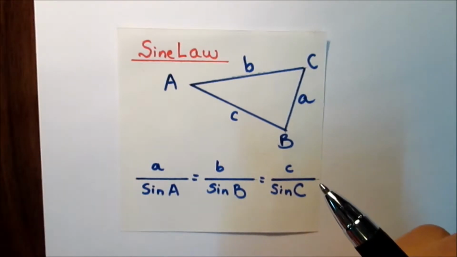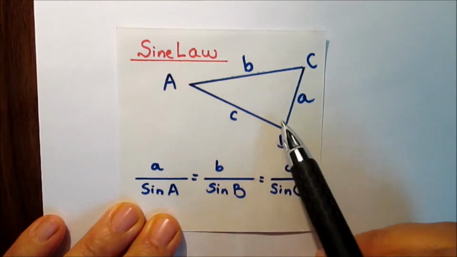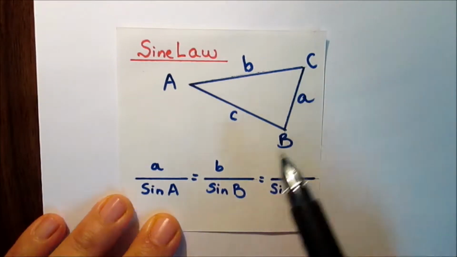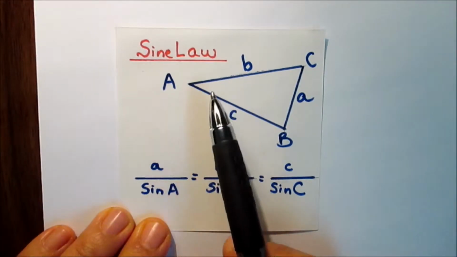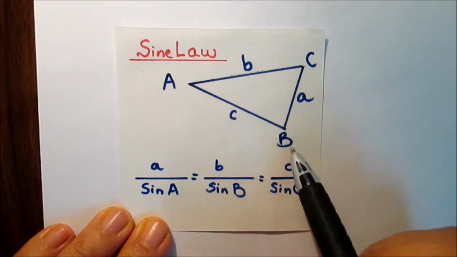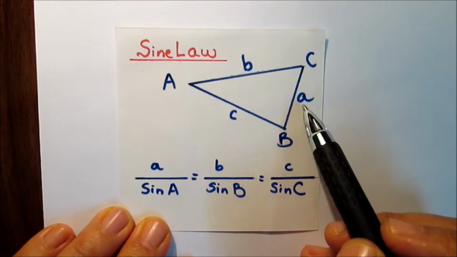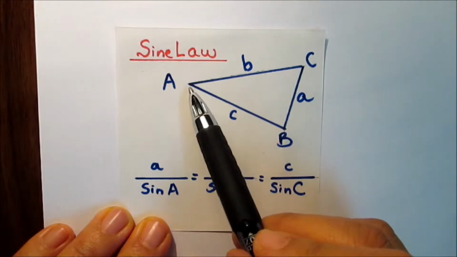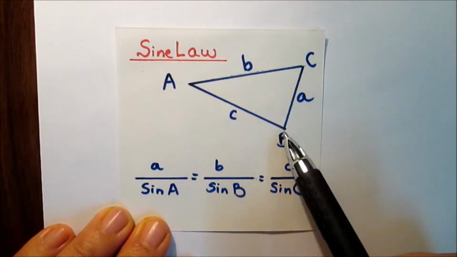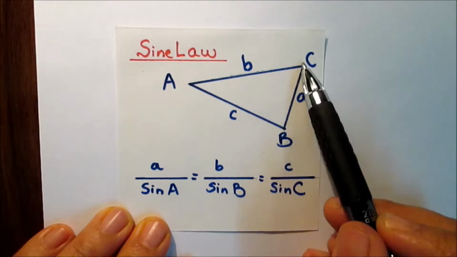Remember how to solve a triangle using the sine law. If given two angles and one side, we can solve the triangle using sine law. We have triangle ABC. Use the capital letters for the angles and the small letters for the sides. Side a is opposite to angle A, side b is opposite to angle B, side c is opposite to angle C.